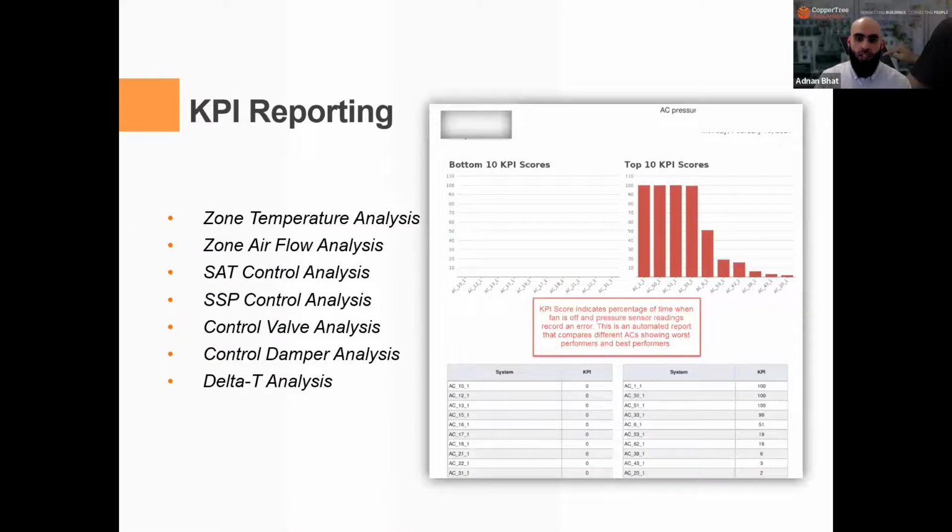KPI reports provide great information on system performance globally. So the need to browse through individual system graphics or displays at the building management system could be a more targeted approach after viewing some of these KPI reports that are automatically generated in our platform. Here's an example of a KPI report that indicates the percentage of time when a fan is off and the pressure sensor reading records an error. This is an automated report that compares different AC units, showing the worst performing and the best performing systems in the building.